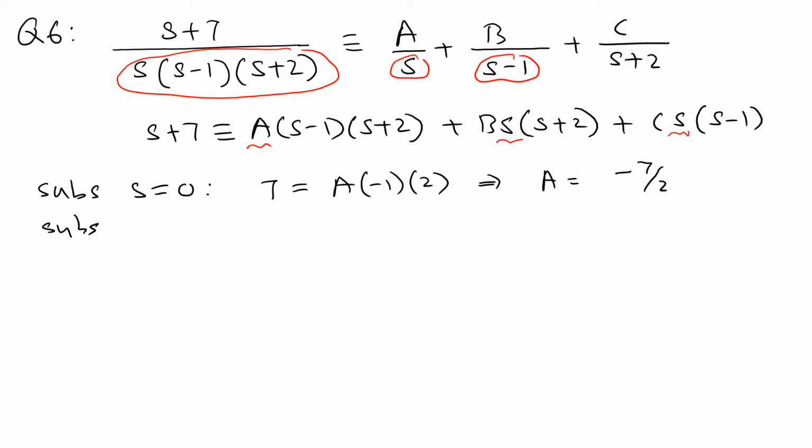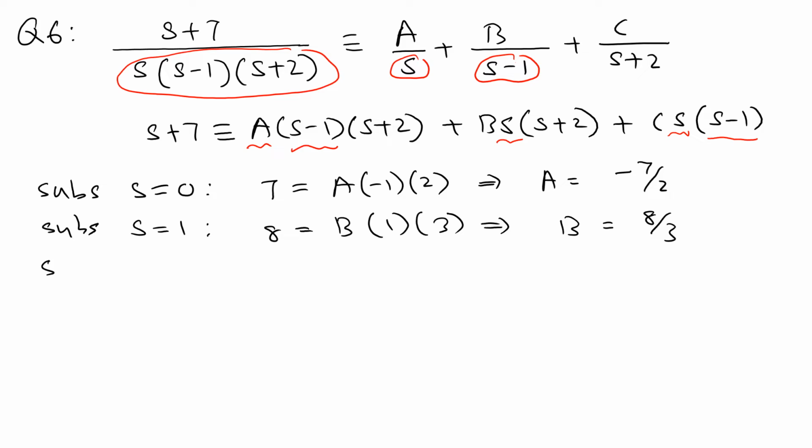and you can see the common term now is s minus 1. S minus 1 is common, so that means you're going to plug in s equals 1. When you do that, you get 8 on this side, and then b, so you get 1 times 3. So that's going to give you the value of b, which is 8/3.